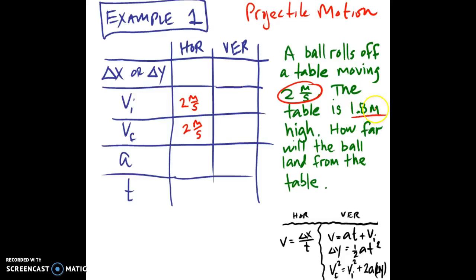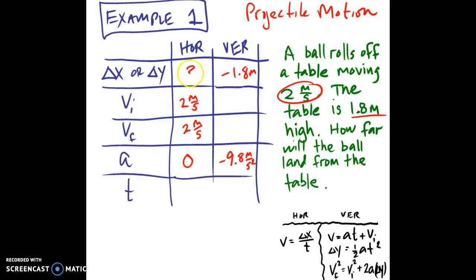The table is 1.8 meters high, which means it's going to change its position by minus 1.8 meters vertically. It's going to drop 1.8 meters. Now that's all the information given, but we know that acceleration vertically is minus 9.8 meters per second squared. I know the acceleration horizontally is 0. It's going at a constant velocity.